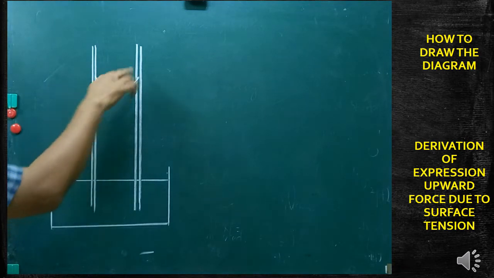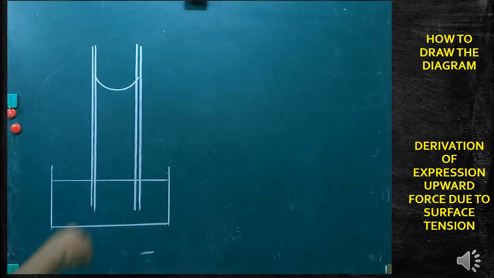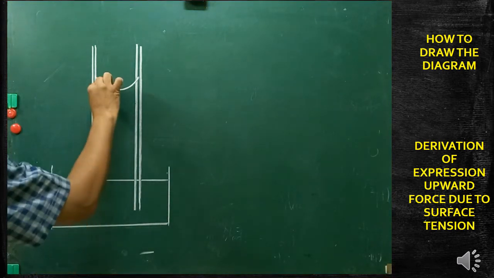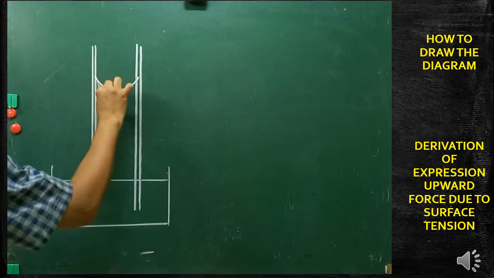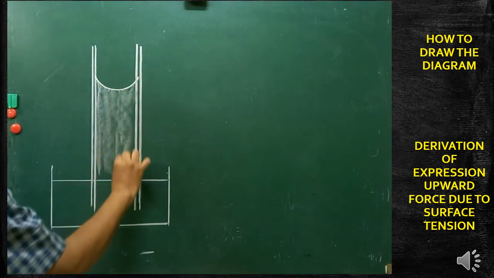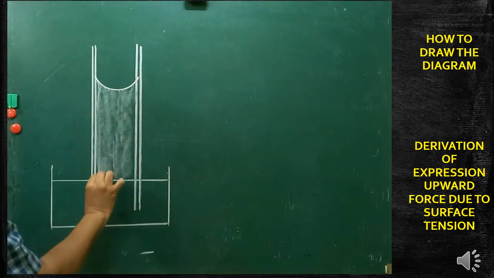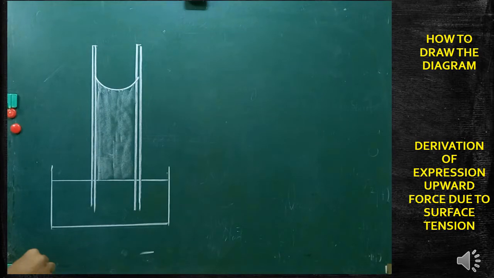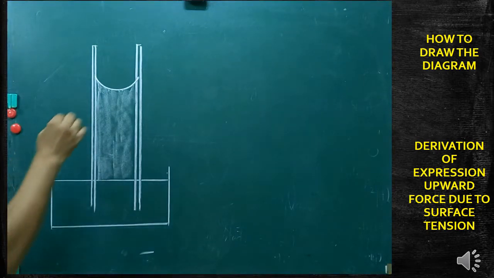There you could observe the curved surface. You can observe the concave surface here. So this is the region within which the water is rising here. This is a portion of water that is raised due to capillary action. Are you clear? Now we are going to draw the other details in this.